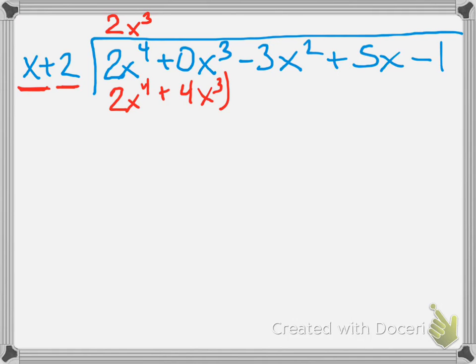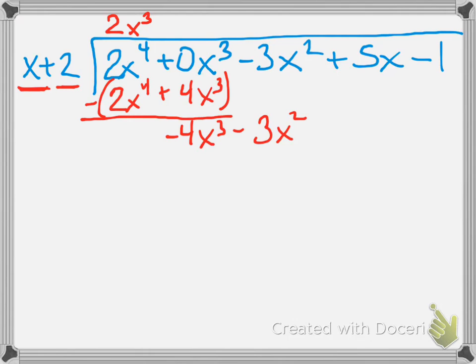Now with long division, after we do that multiplication, we have to subtract. And when I subtract, 2x to the fourth minus 2x to the fourth becomes 0. Not going to write it down. 0x cubed minus 4x cubed is going to be a negative 4x cubed. And then I'll bring down the negative 3x squared here like this. Now I start the process over.